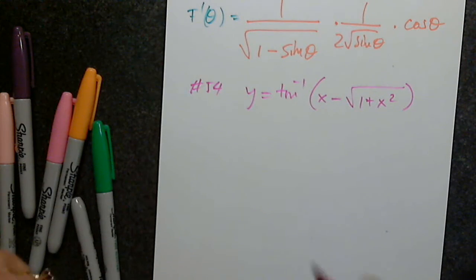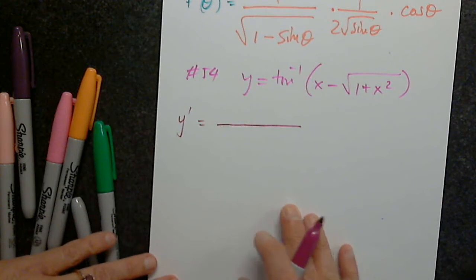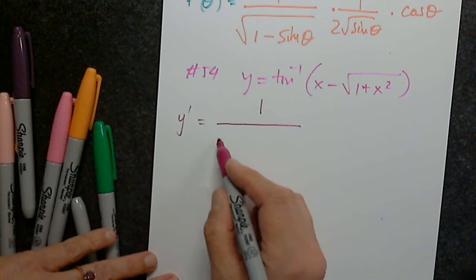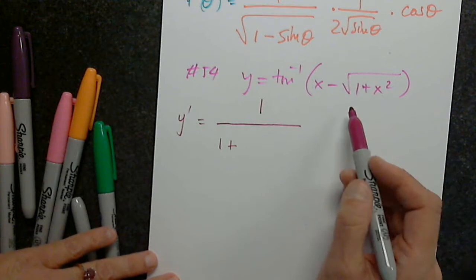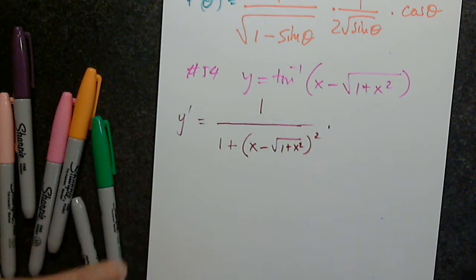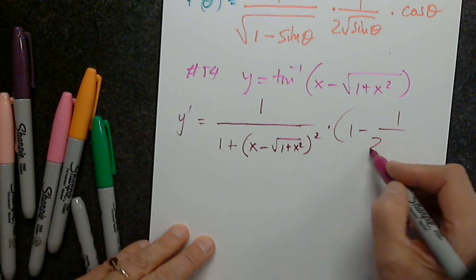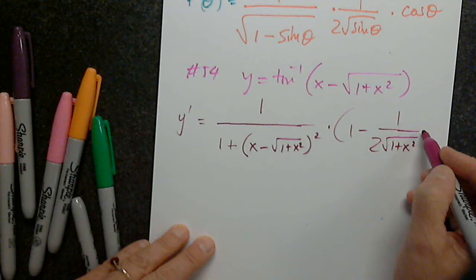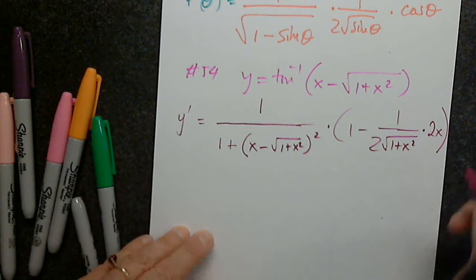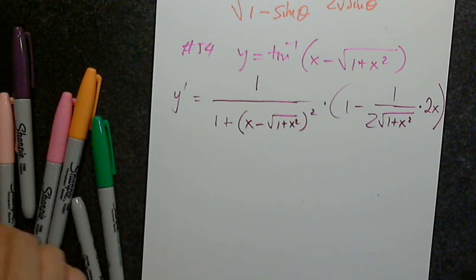Good. So now let's determine y prime. First, we will have to write 1 over 1 plus this whole thing squared: x minus the square root of 1 plus x squared, squared, times, we'll get back to that, times what? Times 1 minus, 2 the square root of 1 plus x squared, and times. Very good. Let's see if we all agree with this step. Do we all agree with this? Yes?